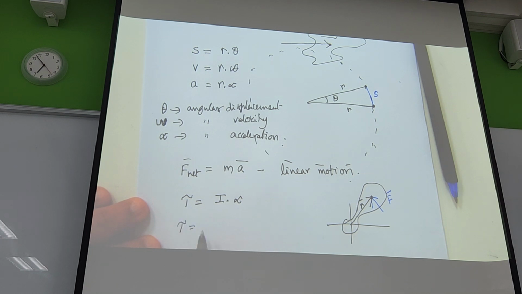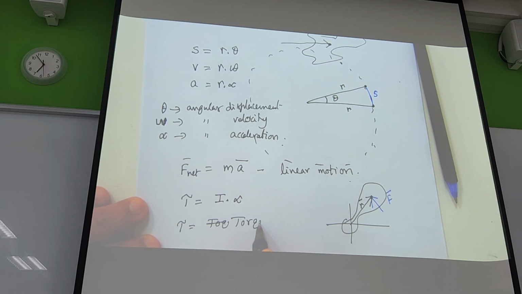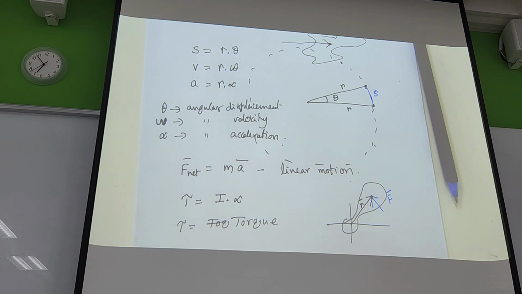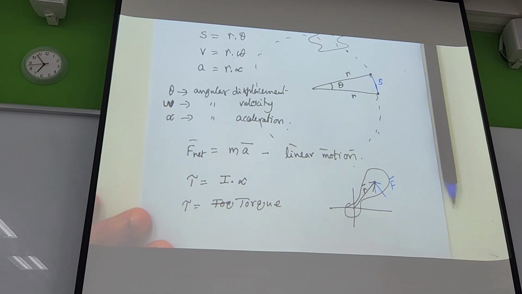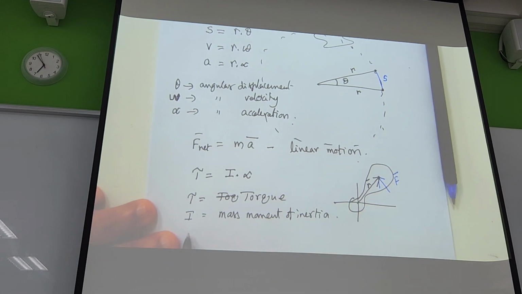Tau is the torque acting on the body. So torque, or we can also call it the force of rotation. So it is the effect of force on the body, but it does not produce a linear motion, it produces a rotation, an angular displacement. Okay, so I is the mass moment of inertia. So alpha is your angular acceleration.